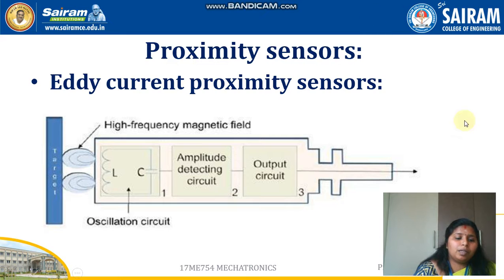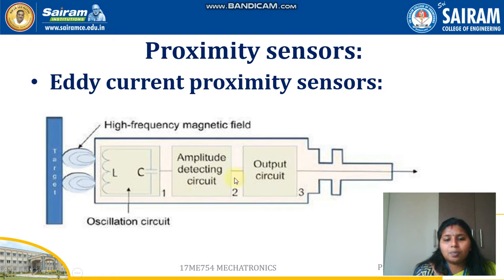Here we will be seeing the eddy current type. The eddy current proximity sensor works when an alternating current, AC current, is supplied to the coil. This is the coil present over here. When the current is passed to it, if there is any metal object close, so if there is any target placed over here, the magnetic field produced will help in detecting the presence of the target.